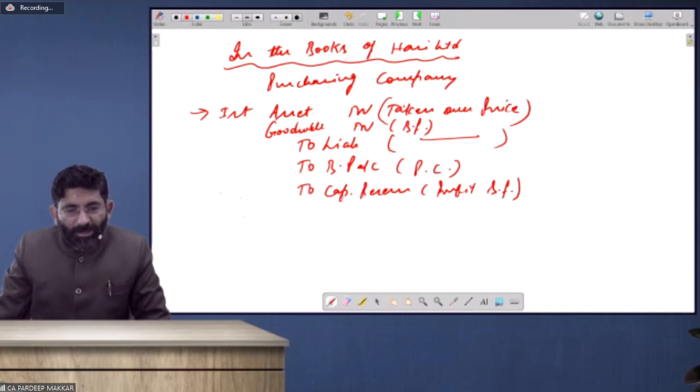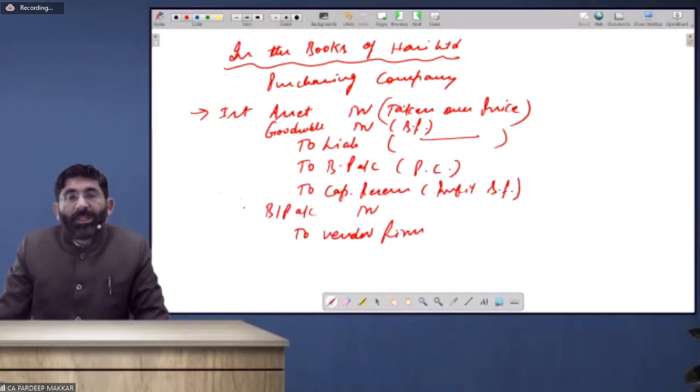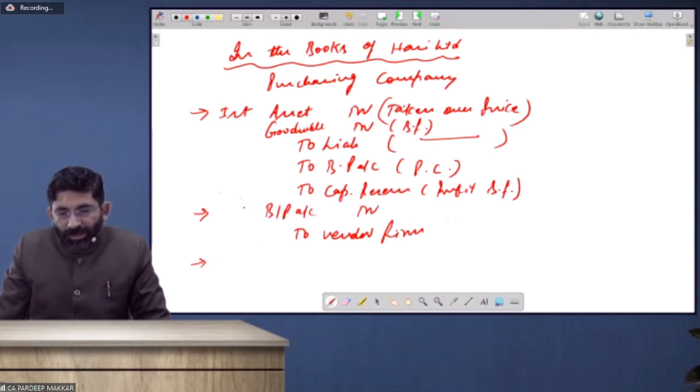Now, second entry, business purchase account debit, to liquidator. Here you may not write liquidator because that will not be a good word in case of sale to a company; we will use the word liquidator. To vendor company, vendor firm, whatever the name of the vendor firm, that will be mentioned here. So that is done. This is to make the PC due. In this way we have made the PC due, with the amount of PC, purchase consideration.